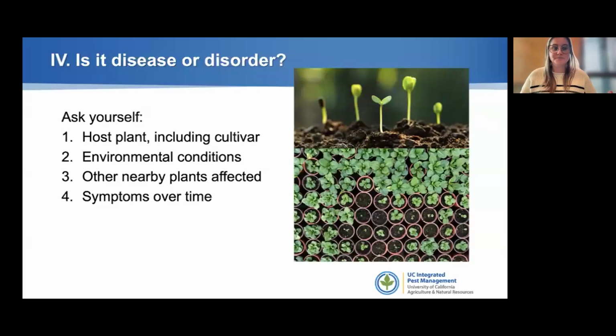The environmental conditions. What have the environmental conditions been like lately? Has there been a heat spell or a frost, or has the irrigation been proper for it? Or have I checked, are the symptoms consistent with a fertilizer need or nutrient deficiency? The third question is, are there other plants that are affected nearby? Is it the same species, different species? Usually a disease is going to affect one species or closely related species of plants, versus disorders might affect an entire garden at once.